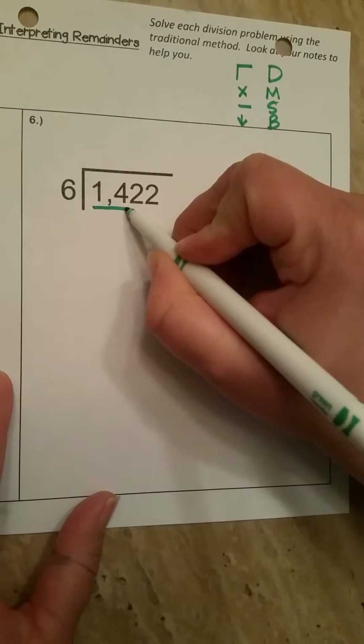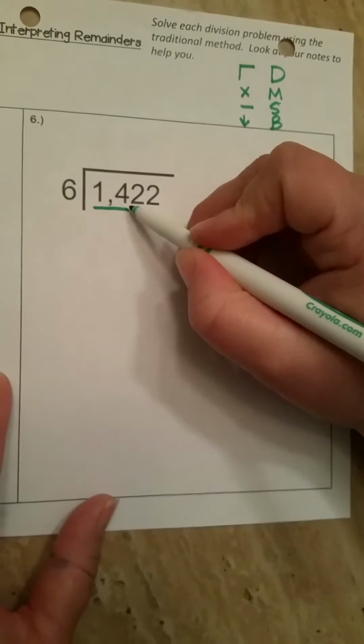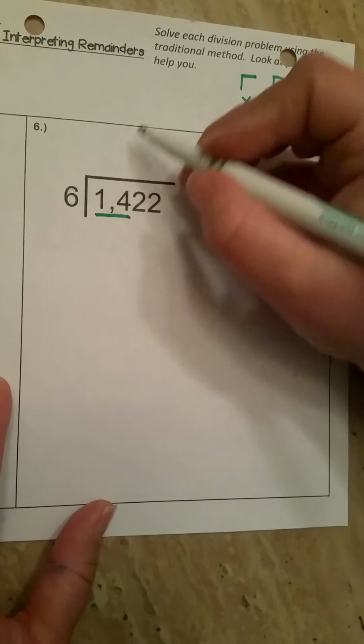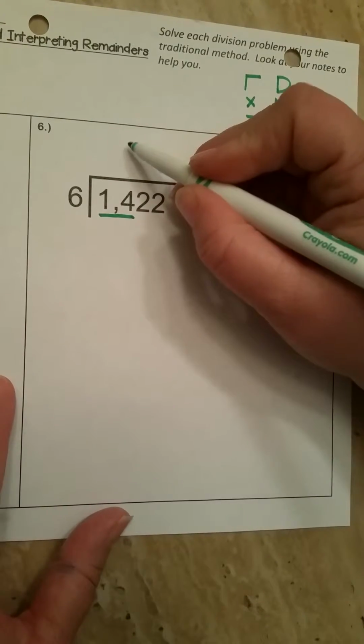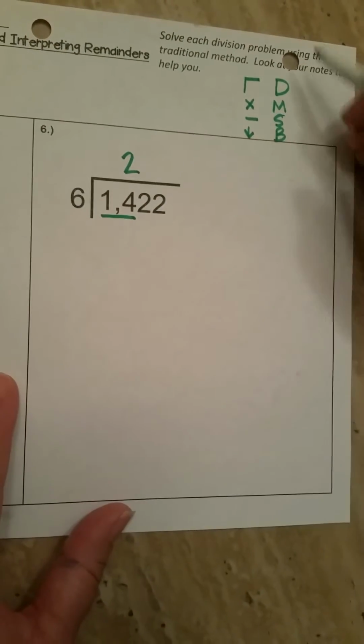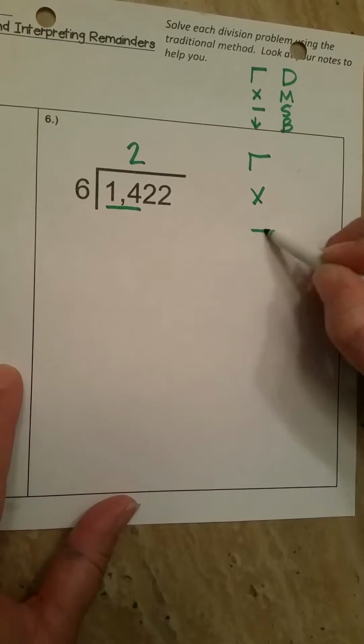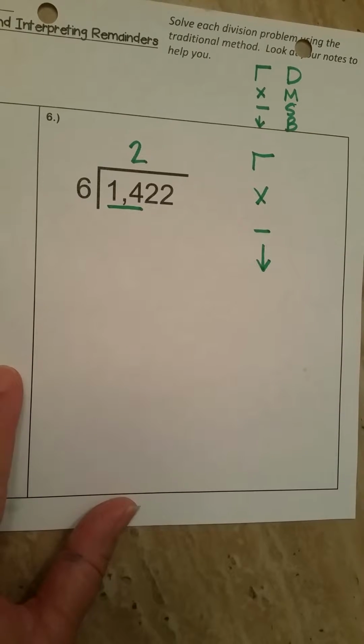Alright, so we're going to start out with looking here to see how many groups of 6 go into 14. Not 1, because 6 is bigger than 1. So we're going to look at 14. And there are 2 groups of 6 in 14. So I'm going to write 2. So I have now divided, and I'm actually going to write it over here. This time I'm going to write it with symbol form and check it off each time.